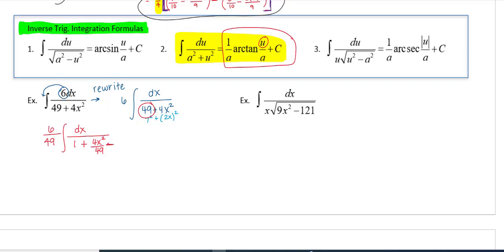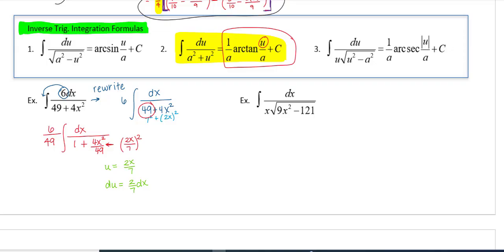So now when I look at that, this is really the quantity 2x over 7 squared, and that's what I'm going to let be my u. So u is 2x over 7, so du is 2/7 dx. And again, I hope this is somewhat of a review for you. You just might not have seen it in this form.